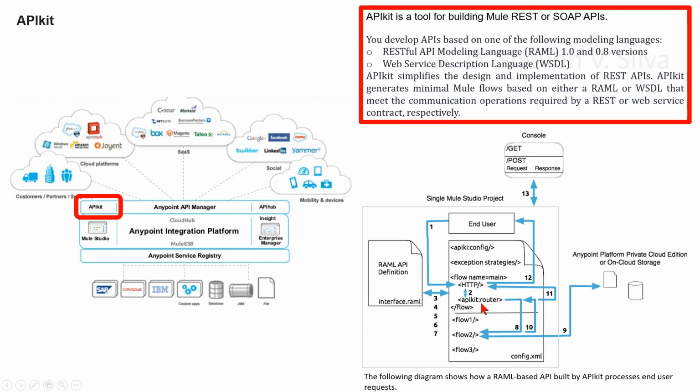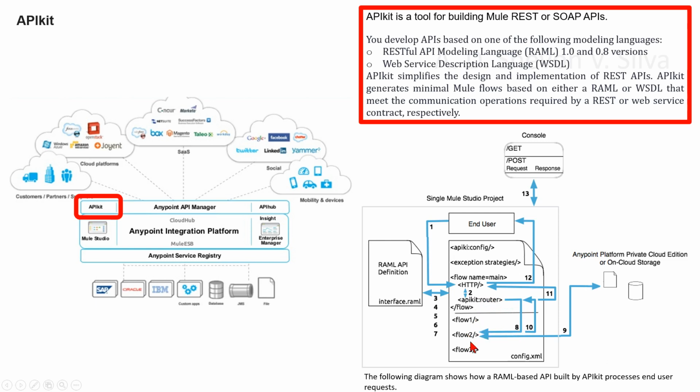In step 7, the router uses the information contained in the interface to determine which backend flow should receive the request. For example, based on the request and the resource action pairing, the router determines it should send the request to flow 2. In step 8, router sends the request to flow 2.